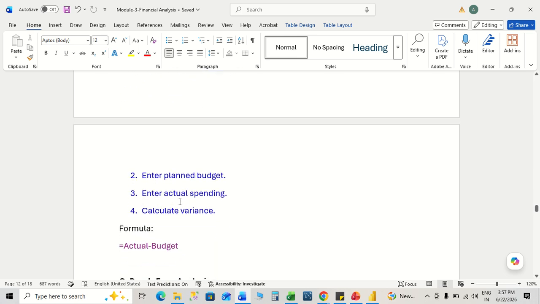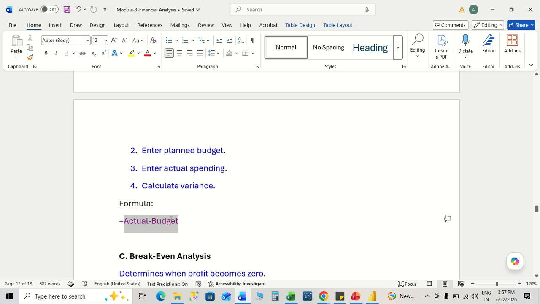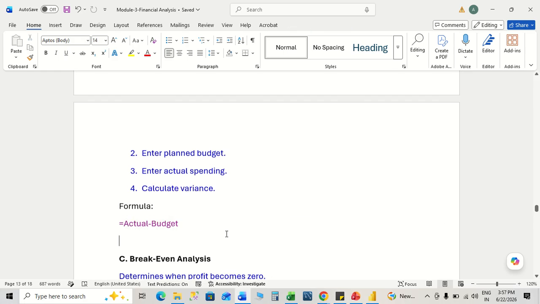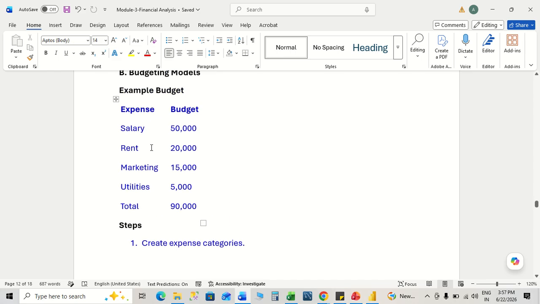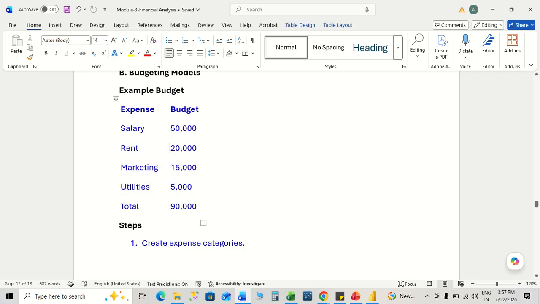Enter the planned budget, enter the actual spend, and then calculate variance. So how to calculate variance? Actual expense and the budget. Whatever budget you have, we can plan the budget and see what the actual expense is. These are the expenses: rent, marketing, utilities. So these are the expenses: 20 plus 5, 25, then 5, 30, 40. Out of 50,000, we spent 40,000.